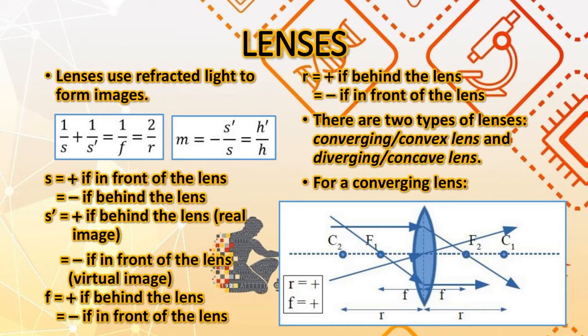There are two types of lenses. You have converging lens and diverging lens. Converging lens, sometimes referred to as convex lens, the radius of curvature and the focal length are both positive. Again, for converging lens, R and f are both positive.